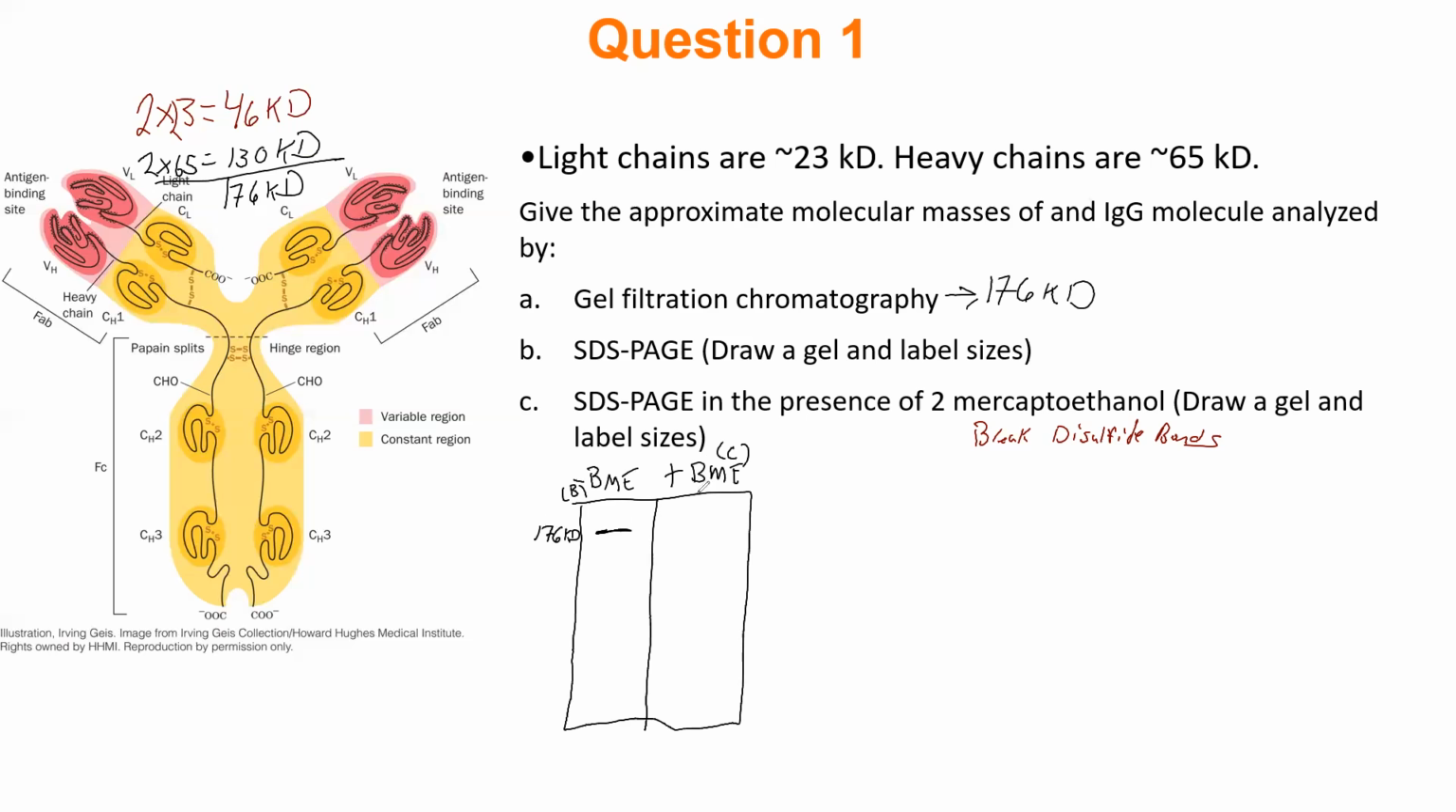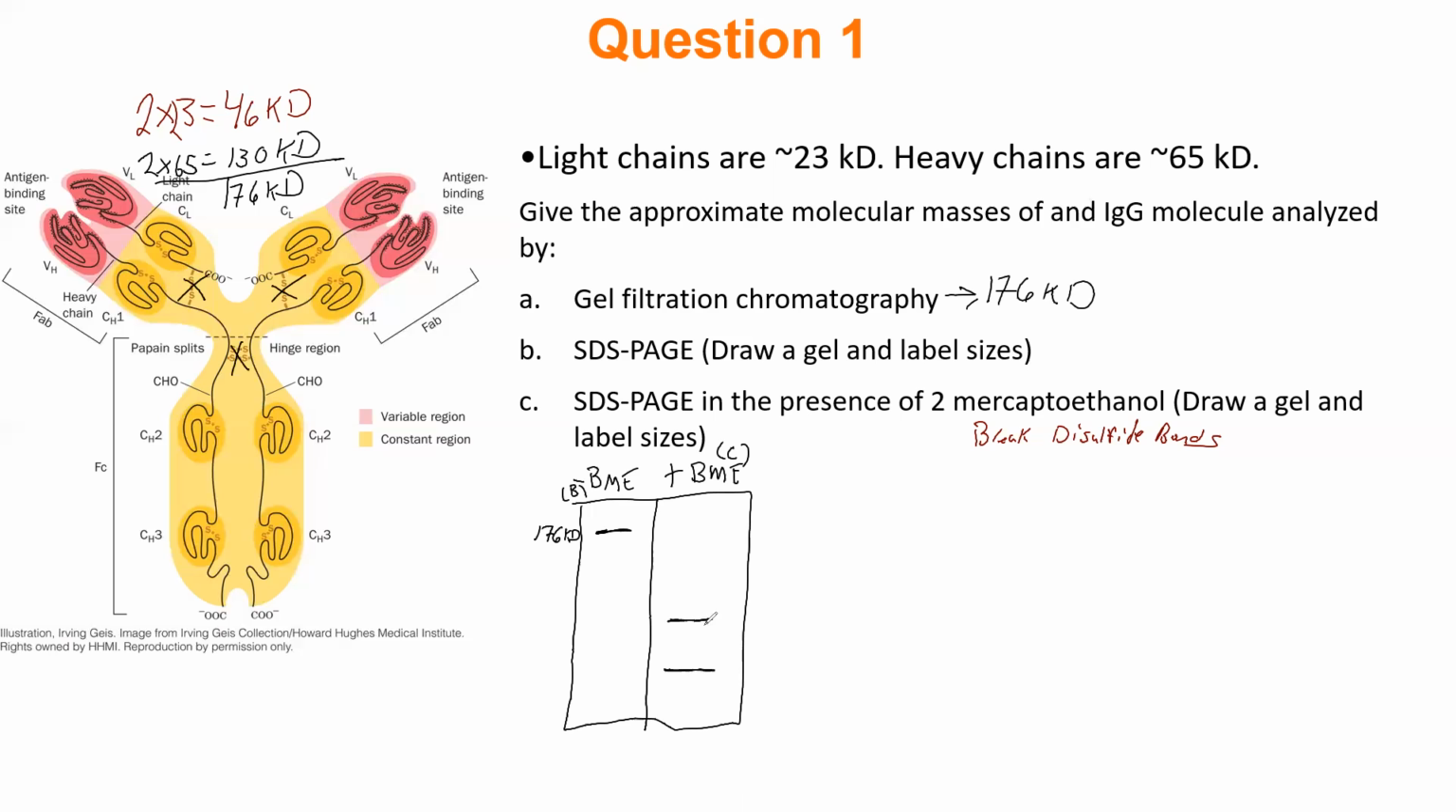However, if I have beta mercaptoethanol, I'm going to break disulfide bonds. In this image, you can see the things that hold a light chain and a heavy chain together are disulfide bonds. That's what this SS is. So these are broken, and the light chains and heavy chains are no longer interacting. The thing that holds the heavy chains together are also disulfide bonds, so these are broken too. Each heavy chain and each light chain are now separate from each other. So if I do SDS-PAGE with beta mercaptoethanol, I would expect two bands.